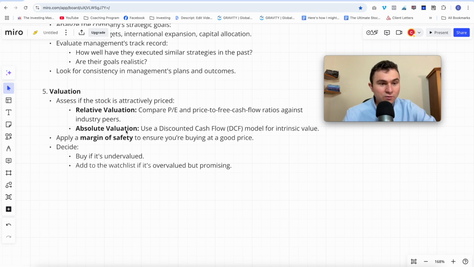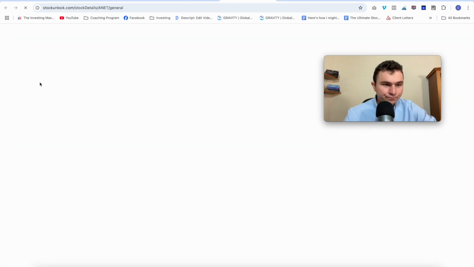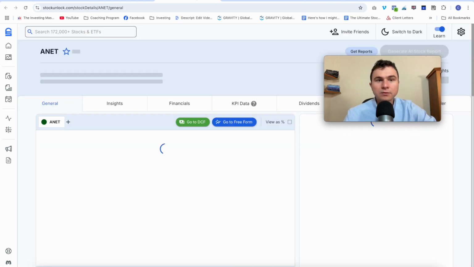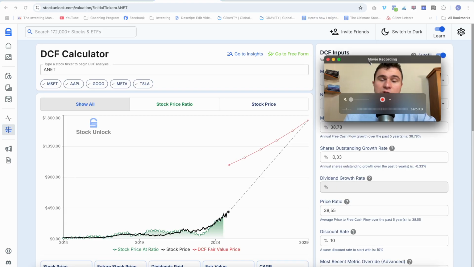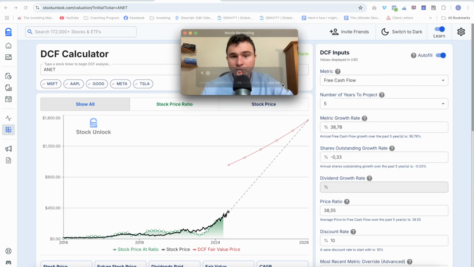And you can do an absolute valuation, so you can use a DCF model for intrinsic value. A DCF is very easy. Go back to Stock Unlock, Arista Networks. There is a button here which is green. Go to DCF. Now in the DCF, that's where you put your assumptions for the future.